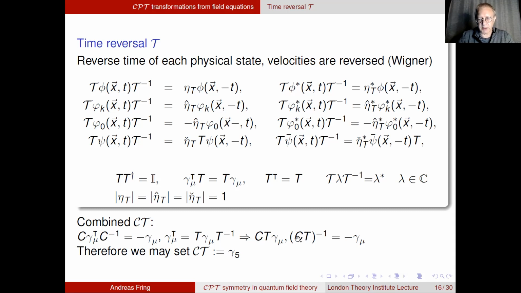So if I rewrite this, there's no comma here. This is just a multiplication. If I multiply now with CT from the right, I just get CT gamma mu is equal to minus gamma mu CT. And if we bring this to the other side, we have the anticommutator. And that suggests to take CT as gamma 5, because the anticommutator of gamma 5 with gamma mu is 0.